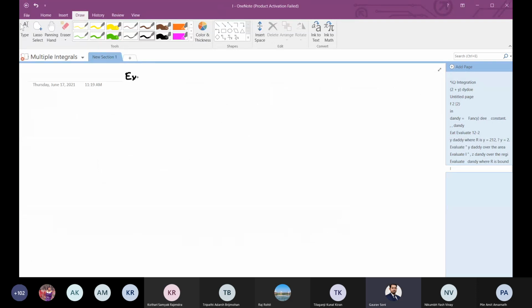This question has been asked a lot of times in theory paper. Evaluate the integral 0 to infinity, integral 0 to x, zero to infinity, next integral y to infinity e to the power minus x divided by x dx dy.